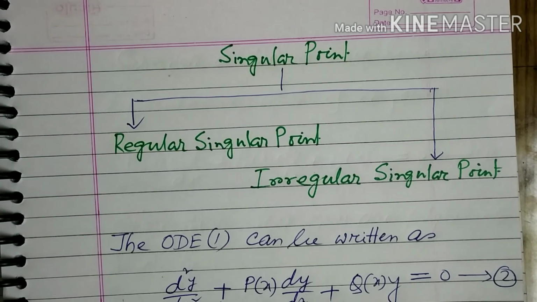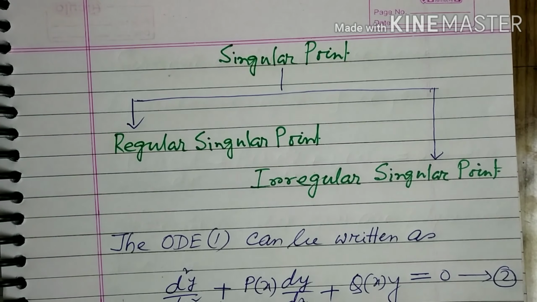Next part is irregular singular point. A singular point which is not regular, that is, if either of the above limits, that in case of regularity, is infinite, that is the undefined case, then the singular point is called an irregular singular point. Clear?